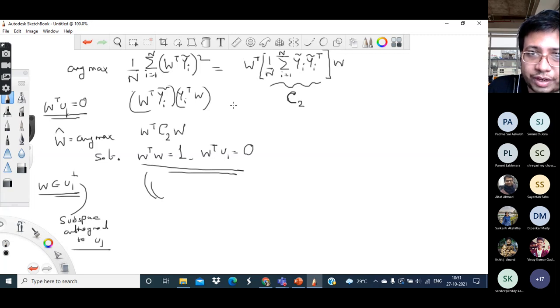This C2 is defined in this way, which is a constant. U1 is also a constant. I do not define constraints according to constants. I define constraints according to variables.